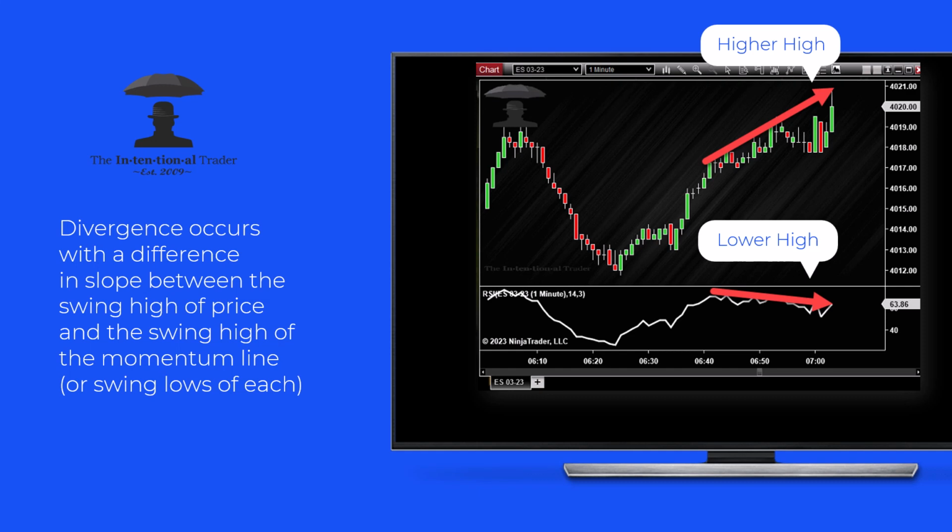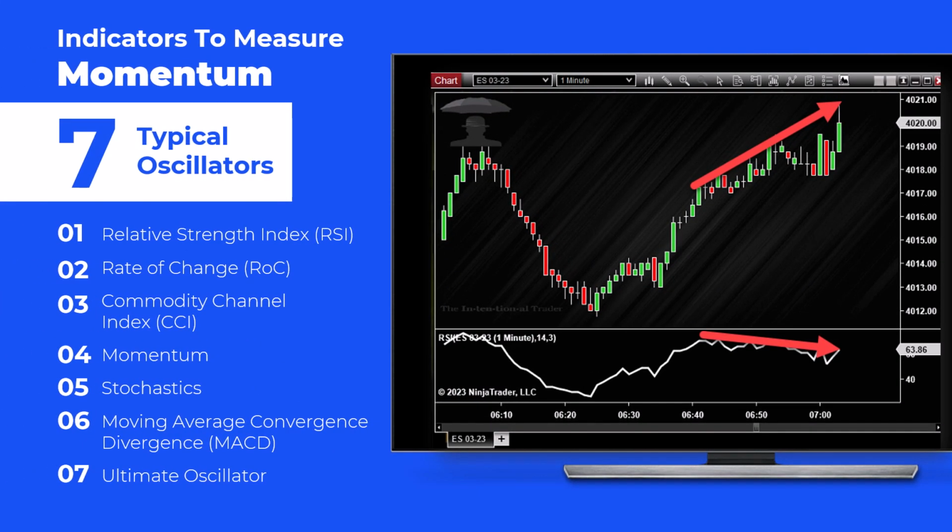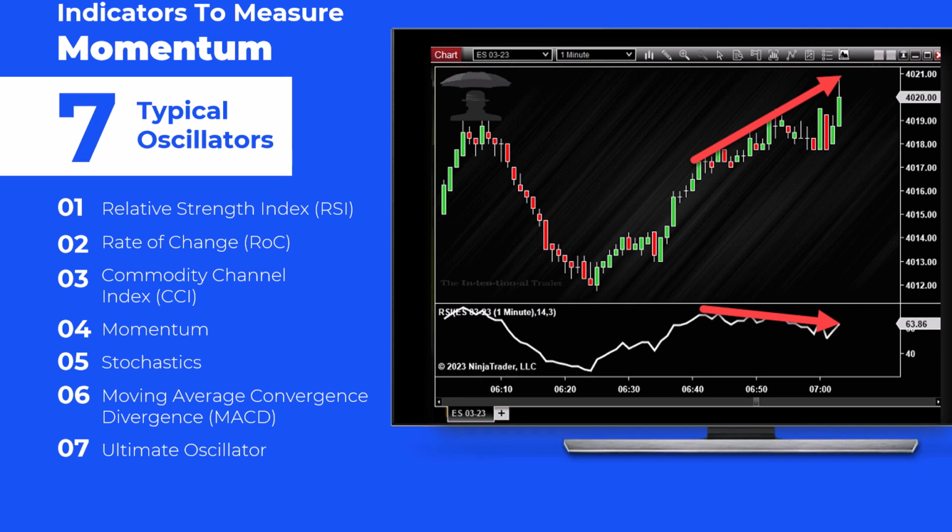So again, divergence occurs when there's a difference in the slope between the swing high of price or the swing low and the swing high of momentum, right? Now, typically, those are going to run together, okay? Typically, price and momentum will run together. They will be in lockstep with each other. So we're looking for something that is not typical. These are 7 of the most typical momentum oscillators that you may want to measure divergence from.